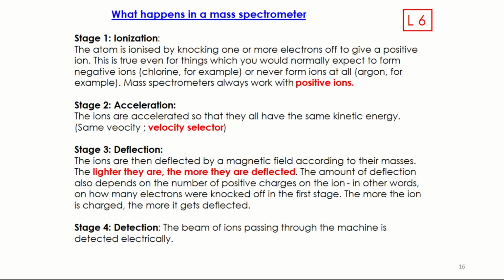Stage 3, deflection. The ions are then deflected by a magnetic field according to their masses. The lighter they are, the more they are deflected. The amount of deflection also depends on the number of positive charges on the ion, in other words, on how many electrons were knocked off in the first stage. The more the ion is charged, the more it gets deflected. Stage 4, detection. The beam of ions passing through the machine is detected electrically.